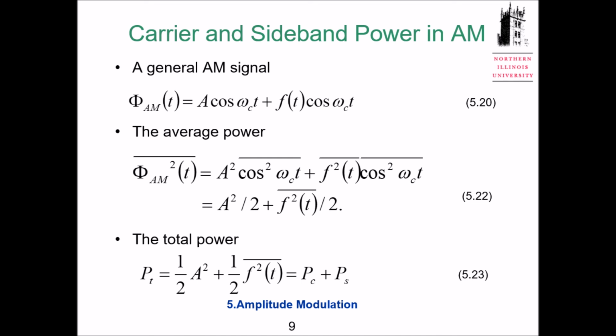Remember, this one is just the carrier. This one is for the message. So we call this part PC, power for carrier only, and PS, power for signal. And this one is something we use efficiently. And this part will be waste.